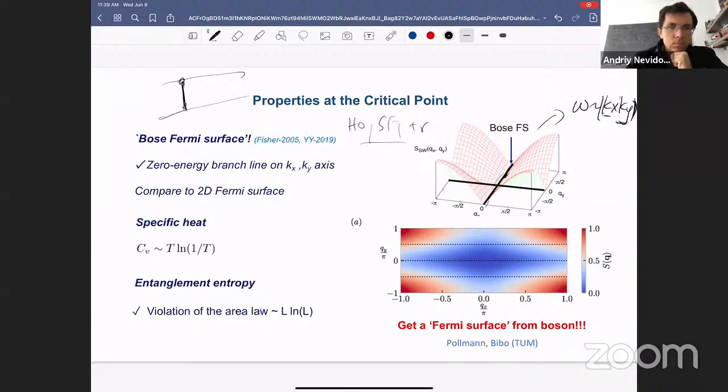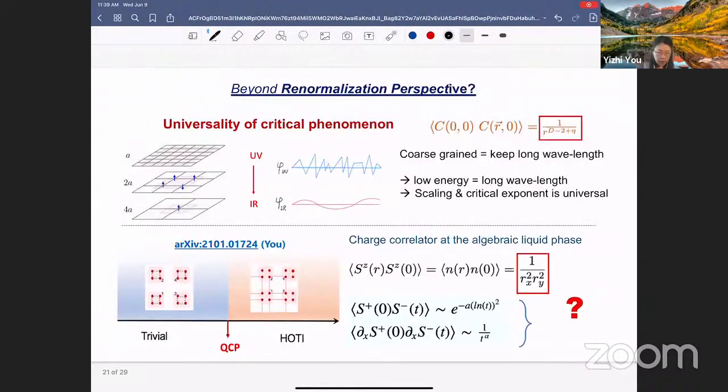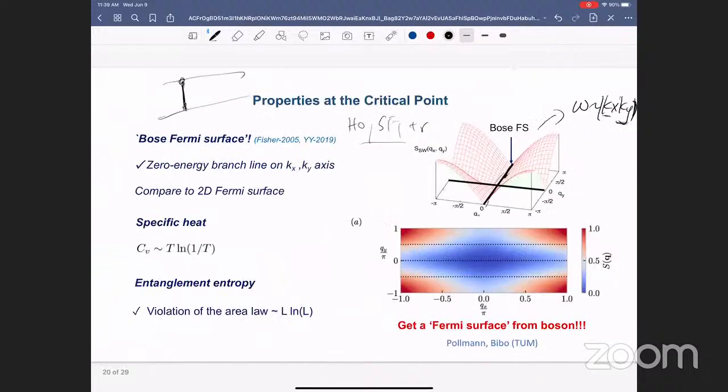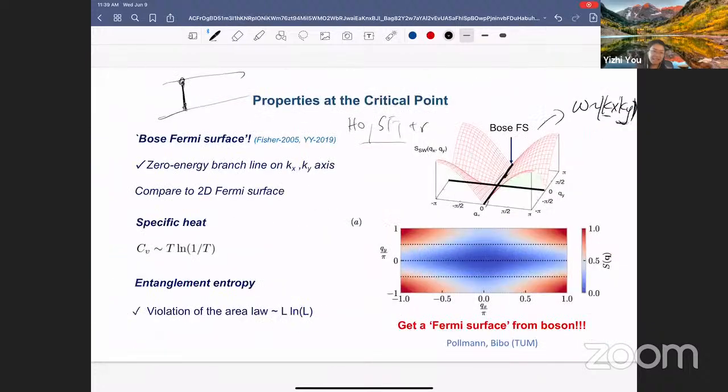Okay. Just to make sure, even though you call both Fermi surface, there is no Fermi statistics, right? Yeah, sure. Exactly. So we should call it the Bose surface. No problem, thank you.